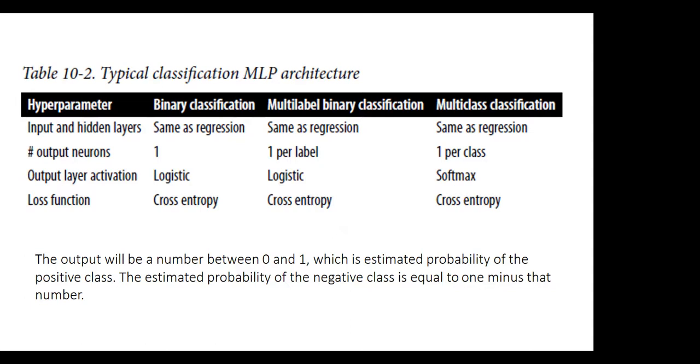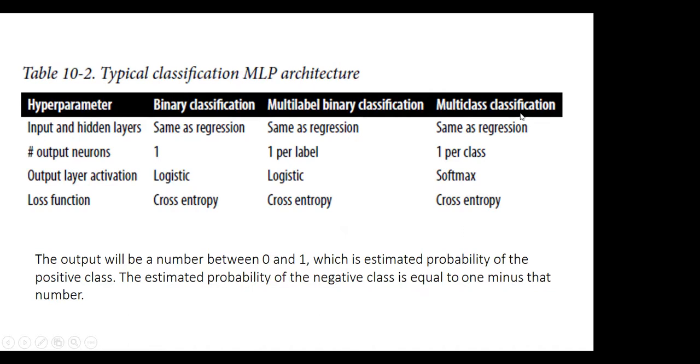For example, we have a chest X-ray image, and it shows if a patient has three kinds of diseases or not. This is a multi-label classification. For example, a patient may have two diseases at the same time. The input and hidden layers are the same as regression, but the output neuron would be one per label. For example, one for disease 1, one for disease 2, and one for disease 3. And the activation would be sigmoid, and the loss, again, cross entropy.